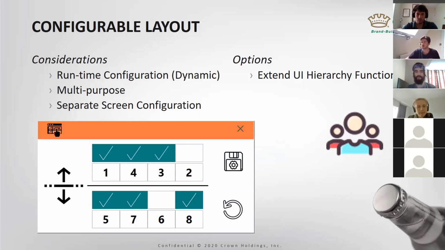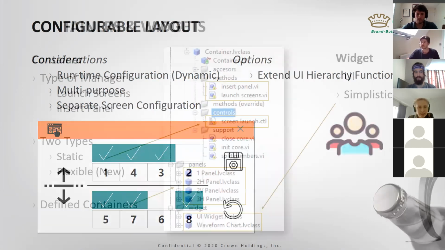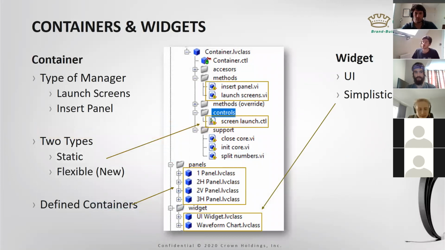And again, if anybody has any configurable layouts, that'd be a good idea, because I'm always looking for different ways to do things. So, just a brief overview of containers and widgets. You've got your types of managers, so the launching of screens and inserting panels. It's doing the same thing: launching a specific number of screens and specific panels.